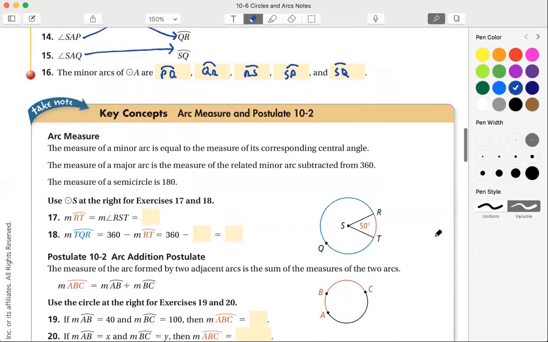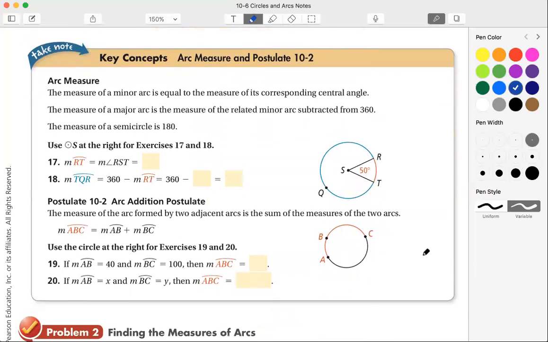Okay, the measure of a minor arc is equal to the measure of its corresponding central angle. The measure of a major arc is 360 minus the measure of the related minor arc. So the measure of a semicircle is 180 degrees. All right, it's number 17. So the measure of arc RT equals the measure of angle RST, which equals 50 degrees. The measure of TQR equals 360 degrees minus measure of RT. So 360 minus 50 equals 310.